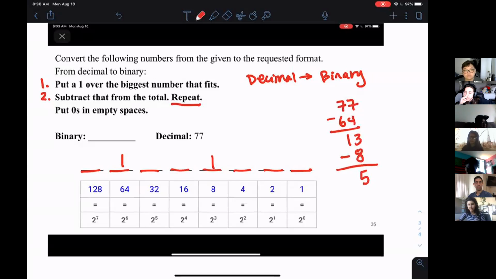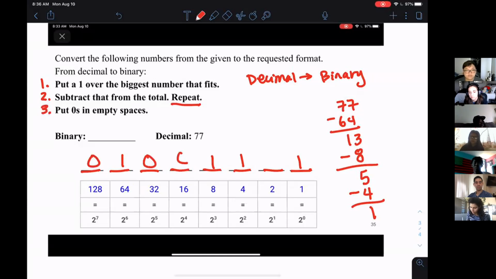So what's the biggest number that fits inside of 5 without going over? It's 4. How much further do I need to go? I'll subtract, and I can see that I only need 1 more, bringing me, if I did my math right, to a total of 77. So steps 1 and 2, we're going to do over and over. And then finally, our last step, we'll put 0 in the empty spaces. And you can actually check this. 64 plus 8 plus 4 plus 1 does indeed give me 77.